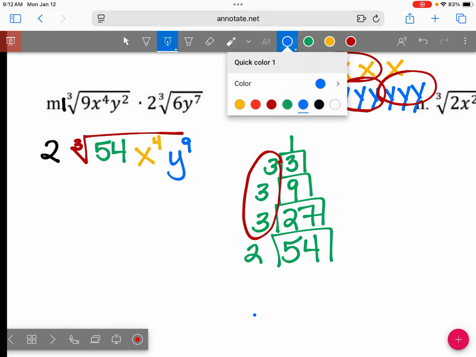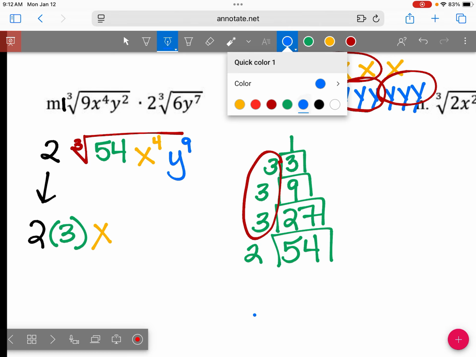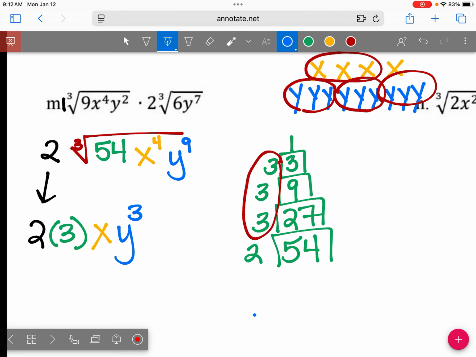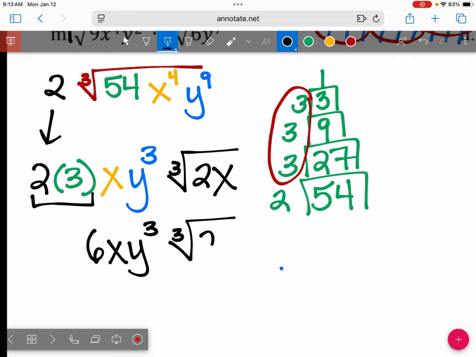So this 2 is already there. This 2 does not go away. I'm bringing out with it a 3, an x, and 3 y's. All right, and then what's left under it would be a 2 and an x. All right, what do you have to do? This is not quite done. What's my last step? Multiply the 2 and the 3. So my final answer is 6xy cubed, cube root of 2x.